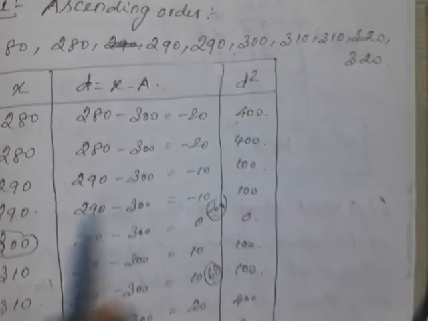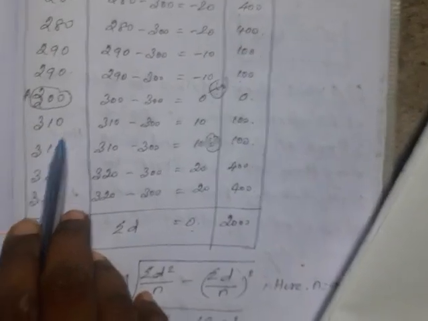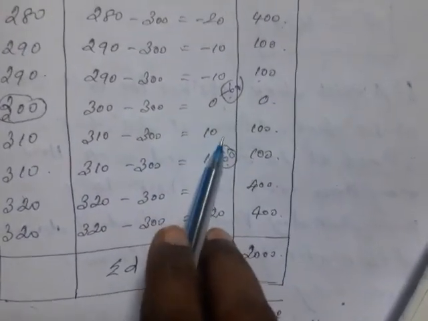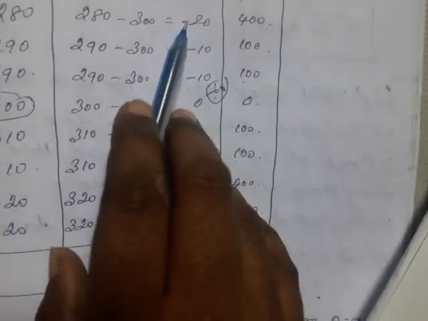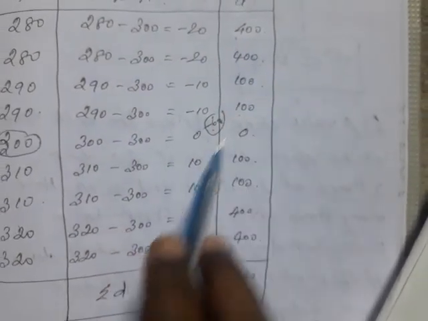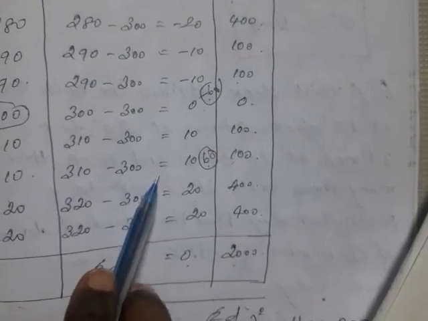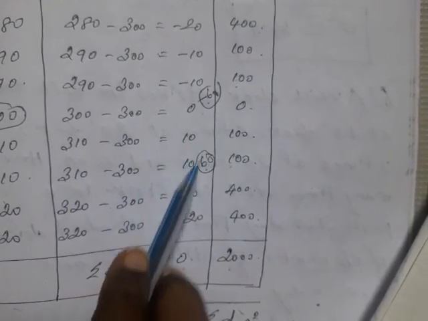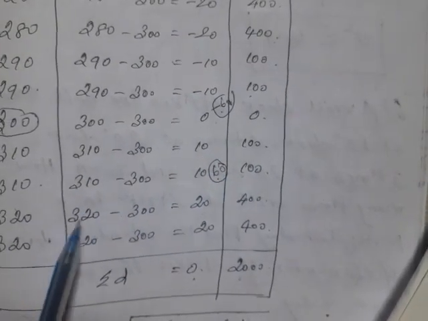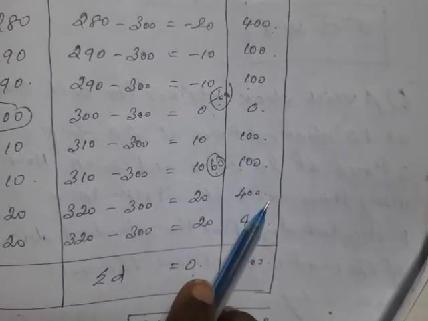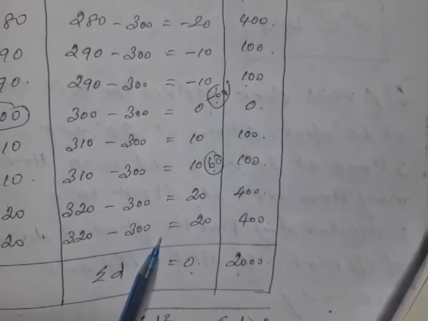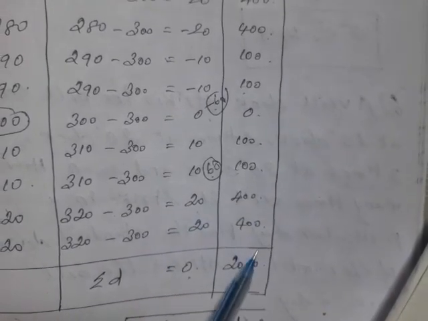Next, 310 minus 300 is plus 10, also 100. Minus 10 into minus 10 is 100 only, plus 10 into plus 10 is also 100 only. Again 310 minus 300 is plus 10, square 100. Next 320 minus 300 is 20, square 400. Again 320 minus 300 is 20, square 400.